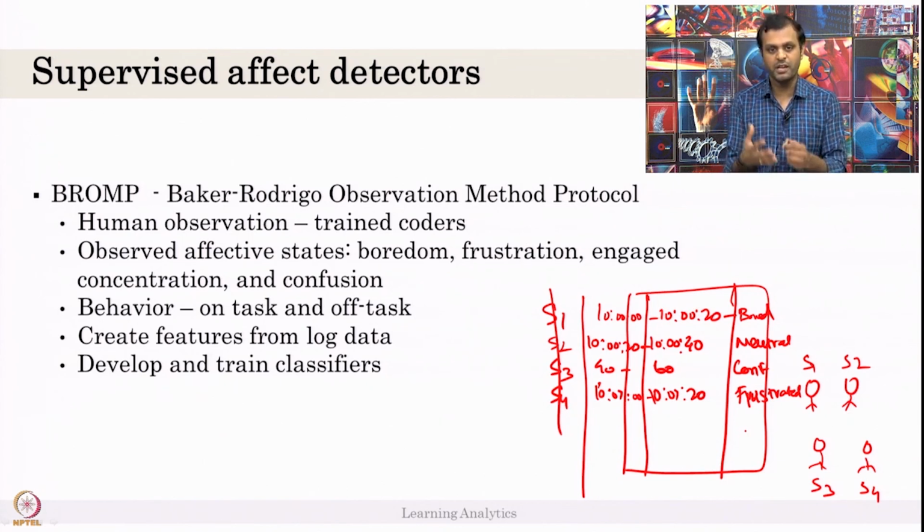The observers got trained and they can go independently start collecting data from the students. So, the observed affective states can be different, whatever emotion you want to do. Now we can use the learner-centric emotions like boredom, frustration, engaged concentration, confusion, all these things.